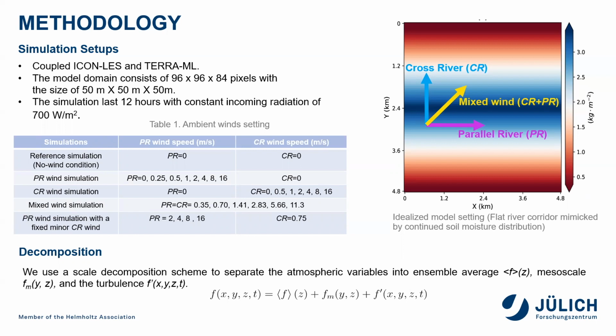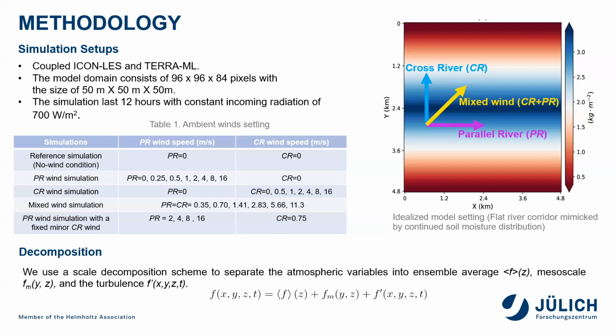The figure on the right side shows the idealized model setting with a flat river corridor mimicked by a continuous soil moisture distribution. The soil moisture is saturated in the middle of the domain and drying to the edge. To investigate the impact of the ambient winds on the atmosphere, we added wind from different directions: the cross river wind, the parallel river wind, and mixed wind in between.